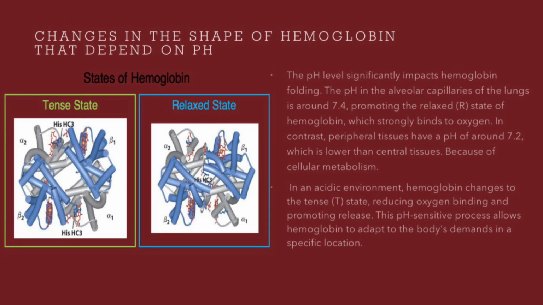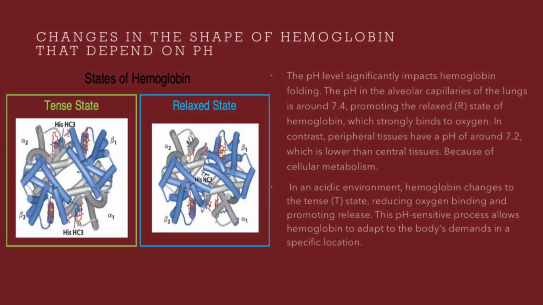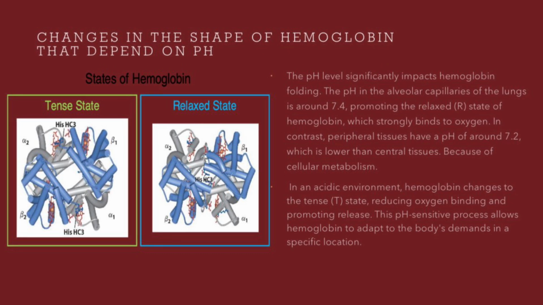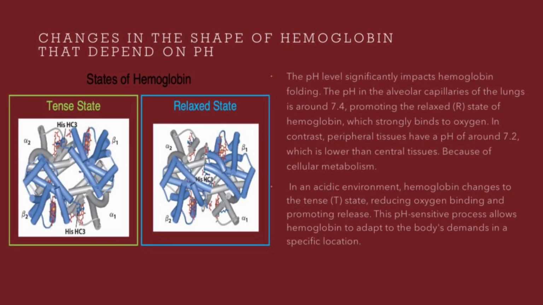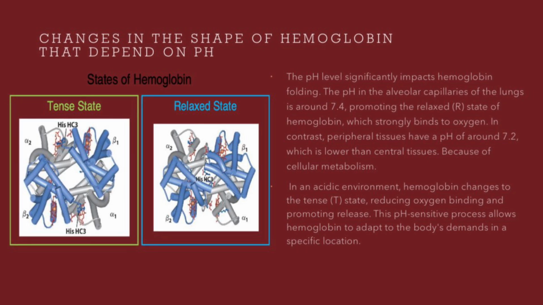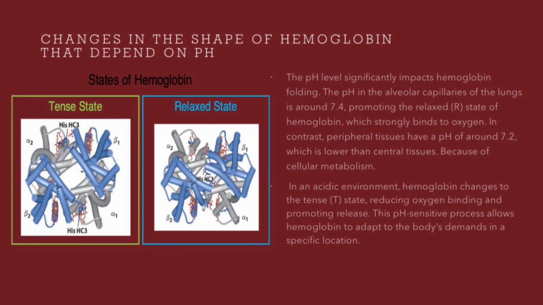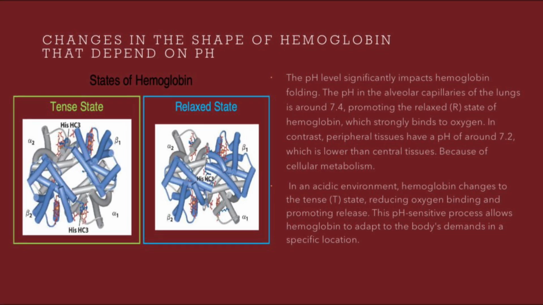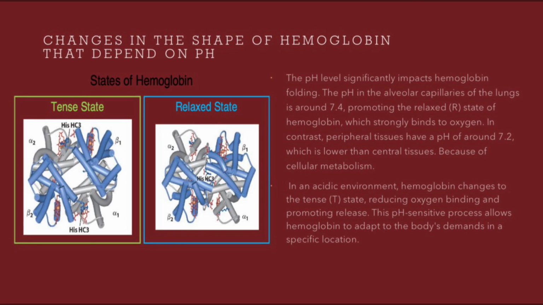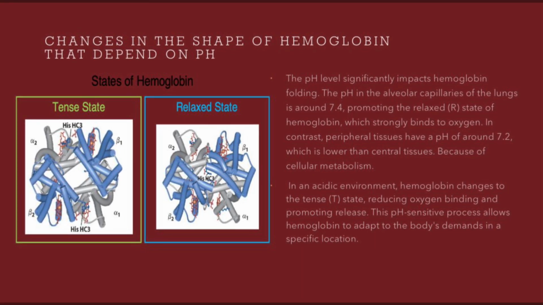pH is one of the most important things when it comes to hemoglobin. The lungs have a pH of about 7.4. This makes the hemoglobin have an R state. In this state, it has a strong connection with oxygen. However, when the hemoglobin gets to tissues that are even a little acidic or active, the pH drops. This makes hemoglobin change shape into the tense state, or T state. This makes it less likely to hold on to oxygen.